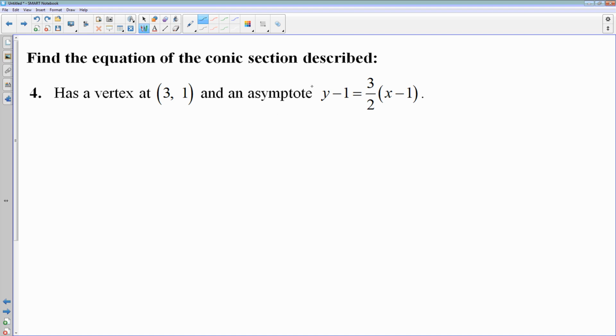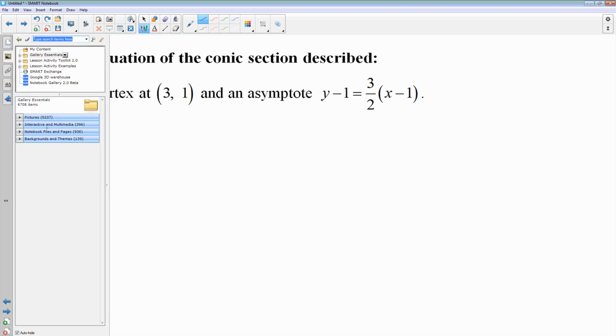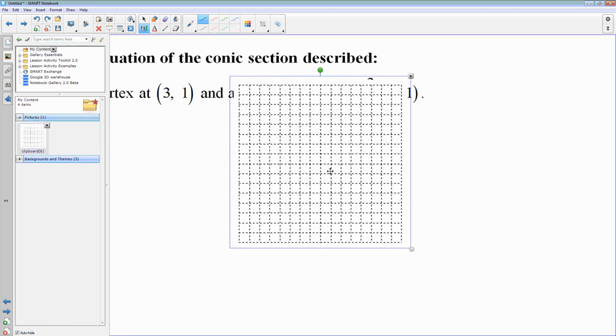And this one, because I'll give you an asymptote. This one I'm actually going to pull out some graph paper, and you will have graph paper available when you take this test.